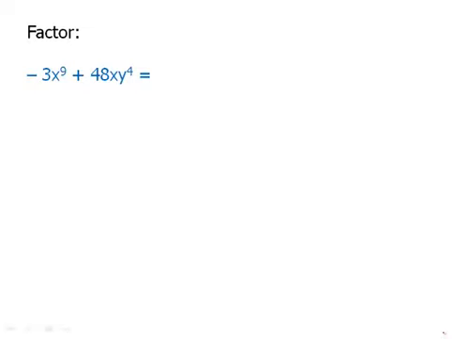Another scary-looking thing. Well, first of all, we can swap the order around so that we have a positive first and a negative second. That makes things a little bit easier. We can factor out a factor of 3, and we can also factor out a single factor of x. That's the greatest common factor. And that gets us down to 3x times the quantity 16y to the 4th minus x to the 8th.